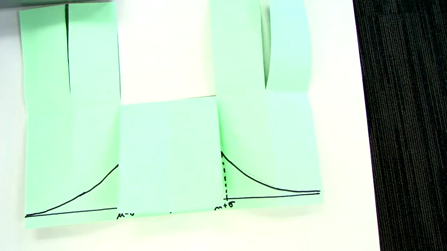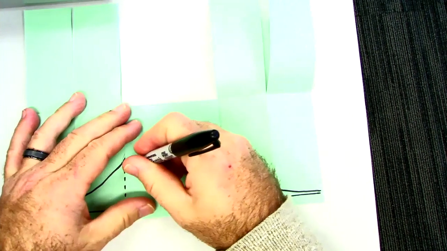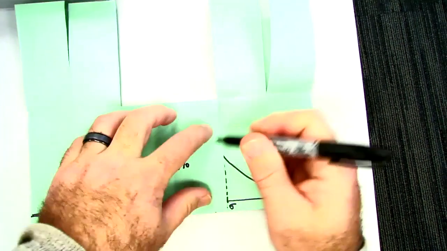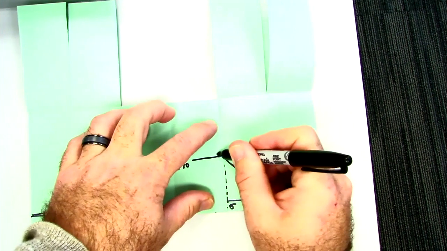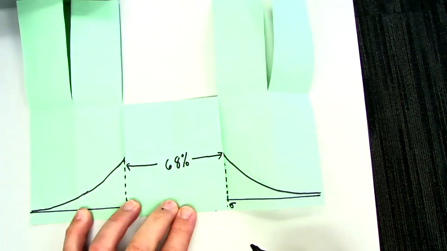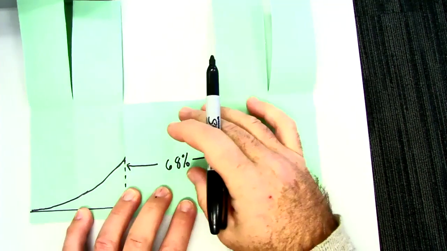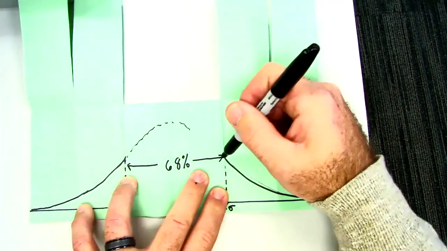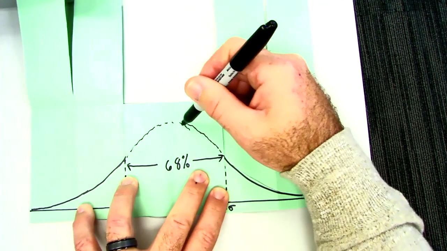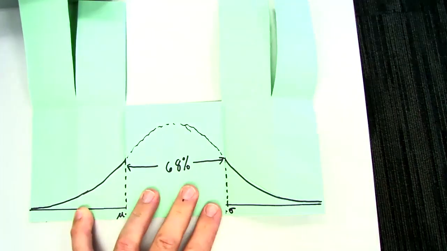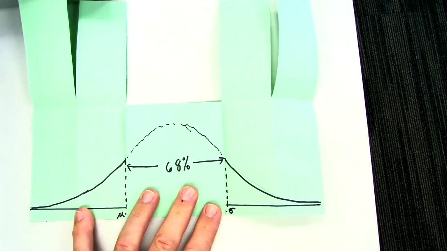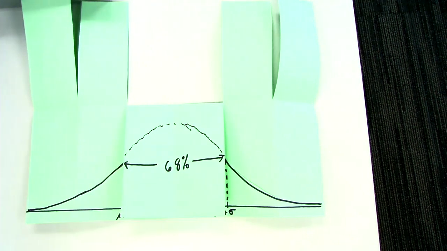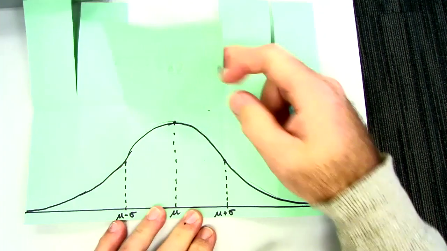And from this edge to this edge, that represents 68% of the data. Sometimes people like to copy the curve so that you can see the 68% of the data there. All right, see how that works? Our little foldable helps us. That's 68% of the data.